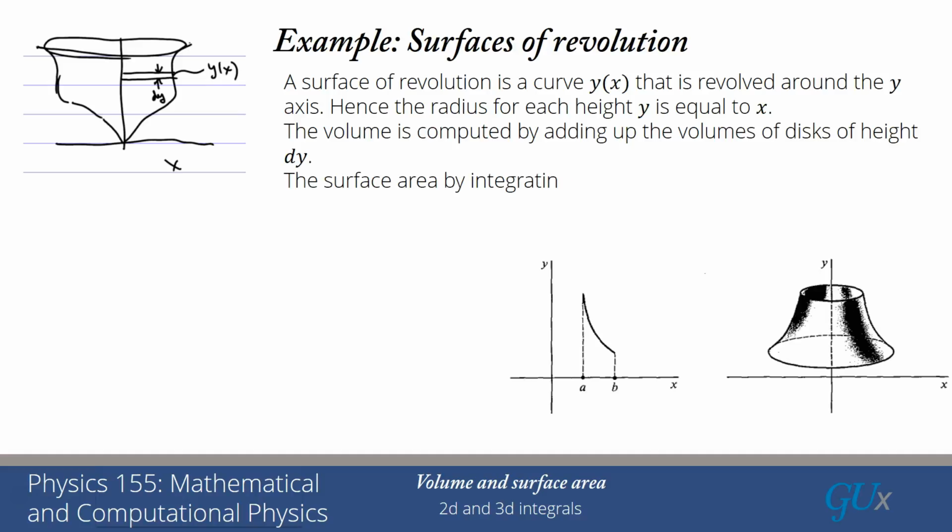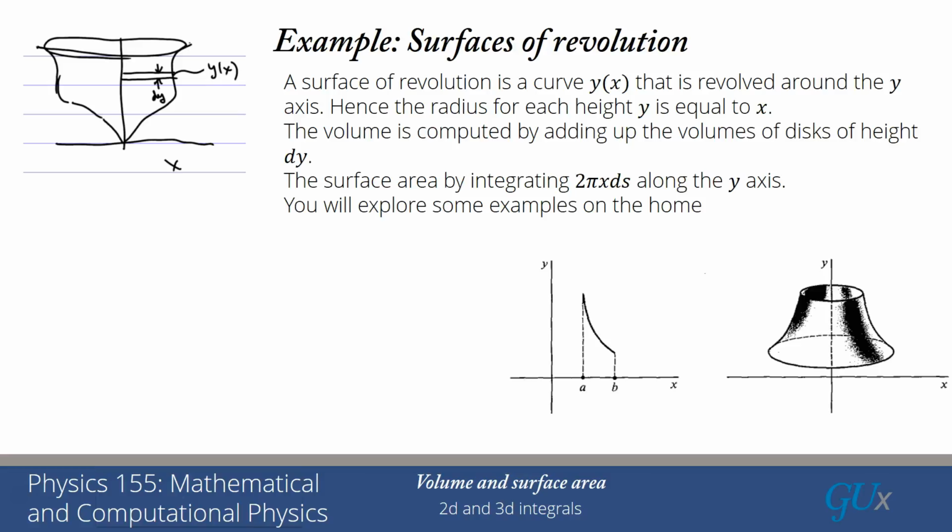For the surface area, we do that by finding the perimeter of the relevant circle, which is 2 pi x, and we multiply it by the arc length in the vertical direction, because it's not exactly in the vertical direction. It'll go somewhat in the y direction, somewhat in the x direction. So I have to multiply it by our old friend ds. So if I put that together, I'm going to get the following integrals. Of course, you're going to have some examples of this on the homework.